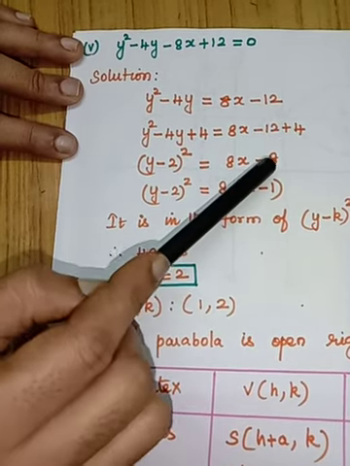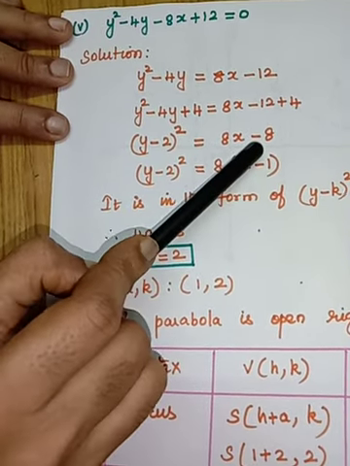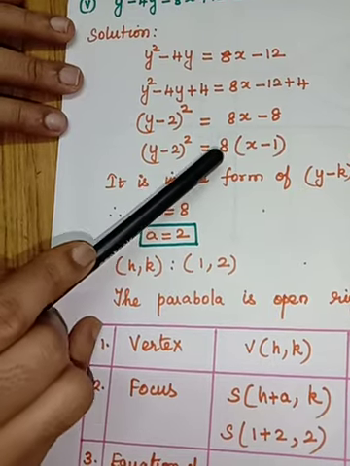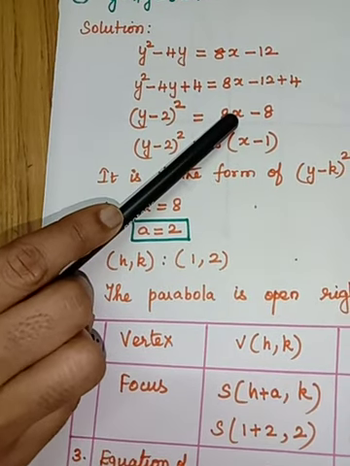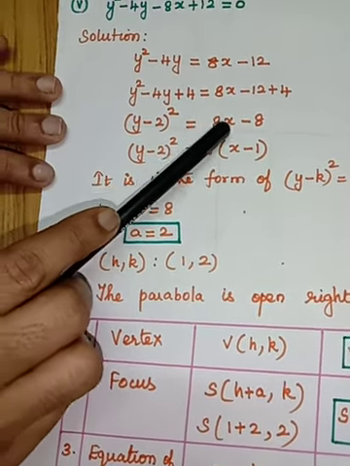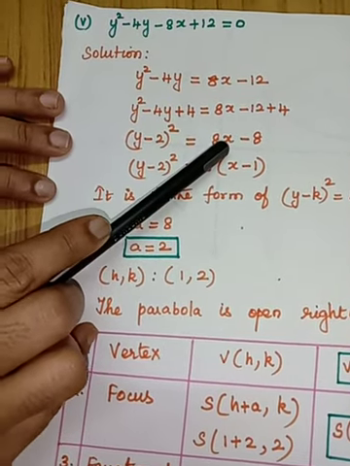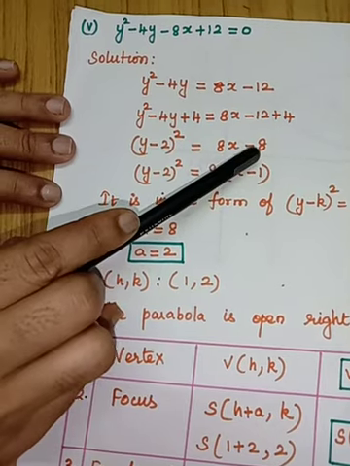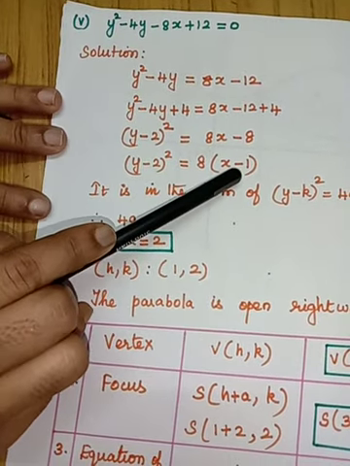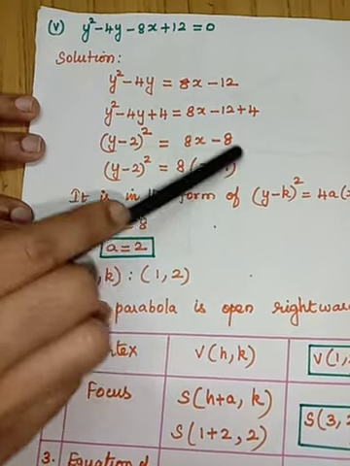Minus 12 plus 4 is minus 8. So here on the right side, you should have only x or y. So from this term you have to take 8 out. Okay. So our remaining is x. Here when you take 8 out, it will be minus 1. So now we have brought it to the form.